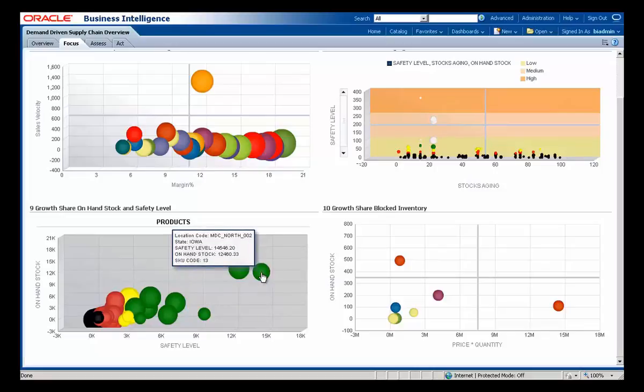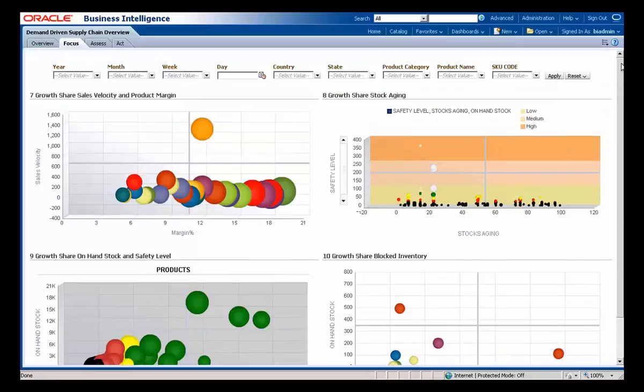The next chart which we are going to see now, the growth share blocked inventory chart, provides us two key statistics. We have the on-hand stock and we also have the blocked inventory. This provides us an overall picture of our underlying investments which are not providing us any returns. I would like you to focus on the next chart.